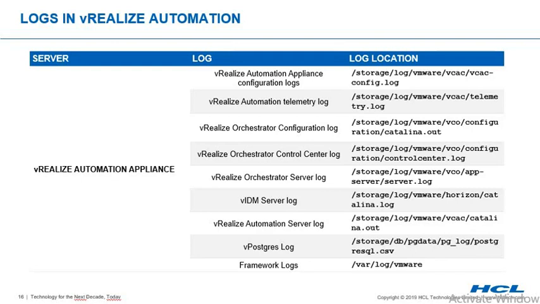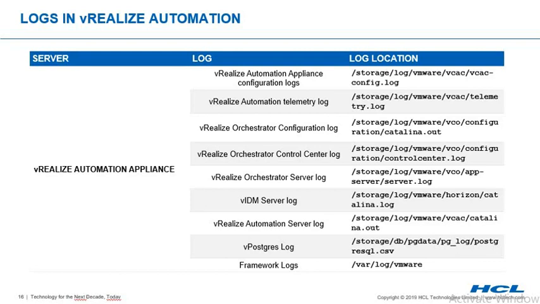One thing that one should keep a note of is that the orchestrator configuration log, the VIDM server log, and the vRealize Automation server log, all have Catalina as the file, but the difference is in the location. The automation server log is present in the vCAC folder, whereas the orchestrator configuration log is present in the VCO configuration folder, and the last, the VIDM server log, is present in the Horizon folder.